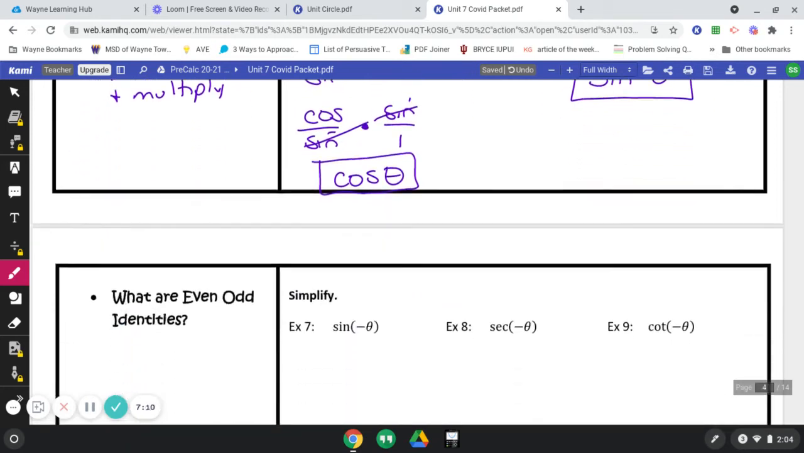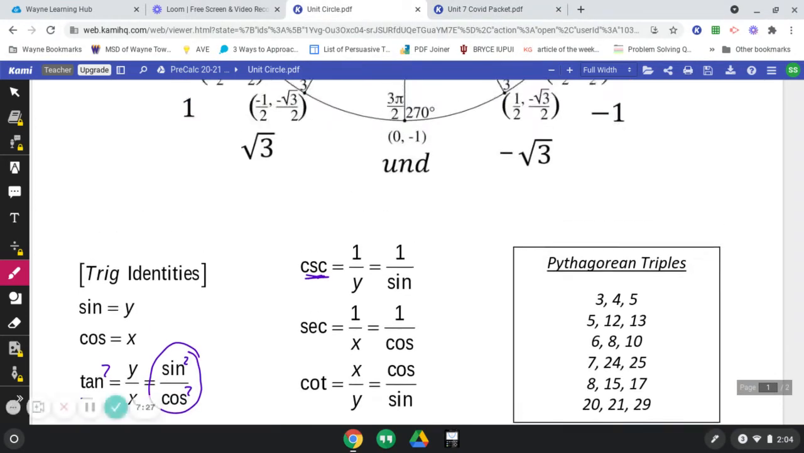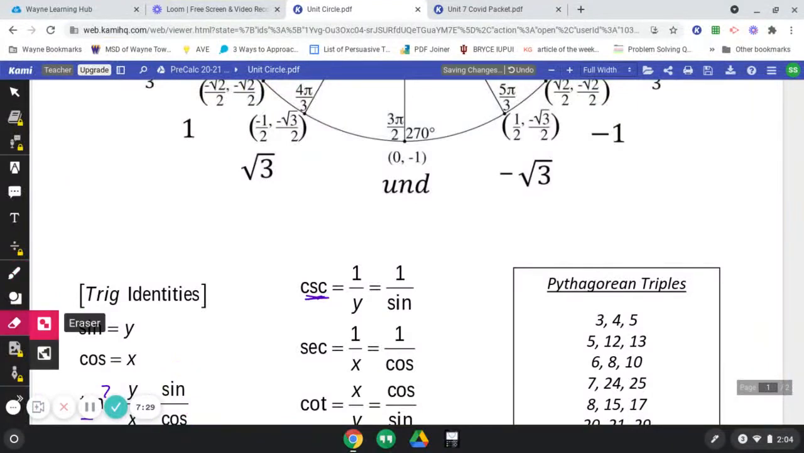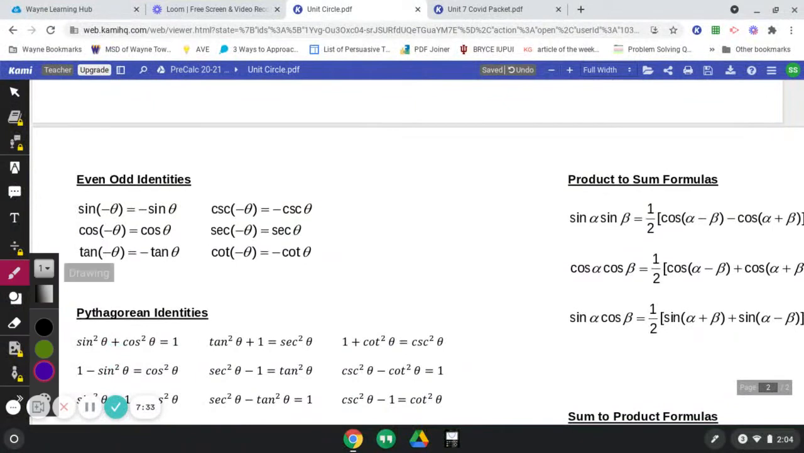All right, the next part, these are different identities. This is going to be on the back side of your unit circle. And this just has to do with negative angles, meaning going the opposite direction around the unit circle, and what that's going to do to your answer. So if you look at your unit circle, on the back side, you've got up in the corner these even odd identities right here.